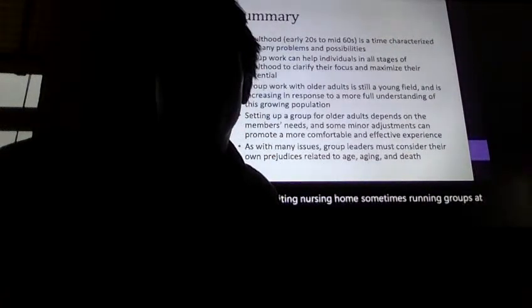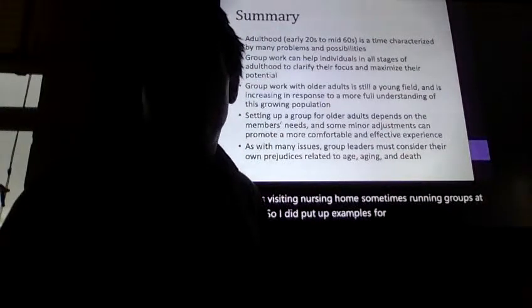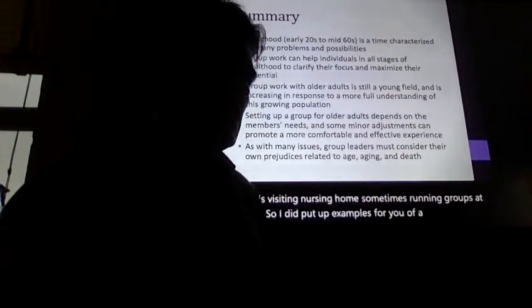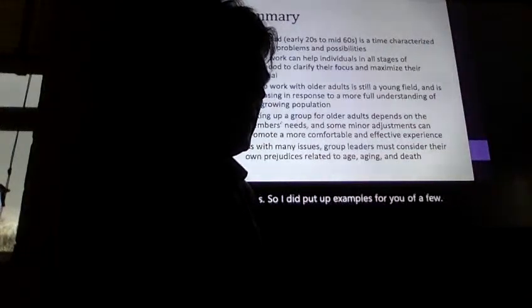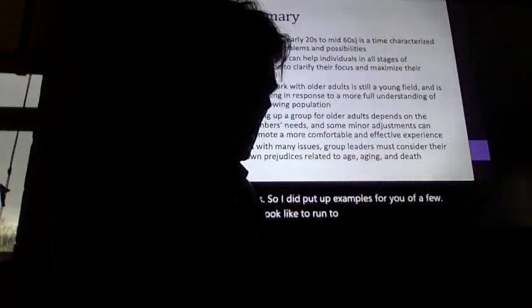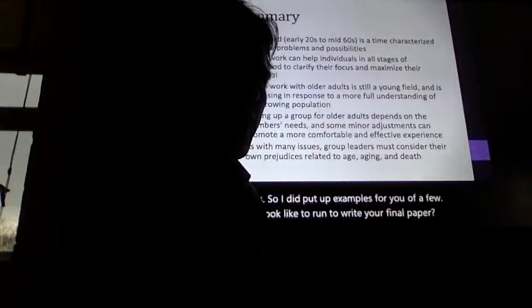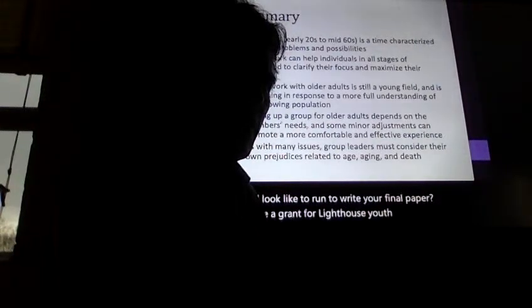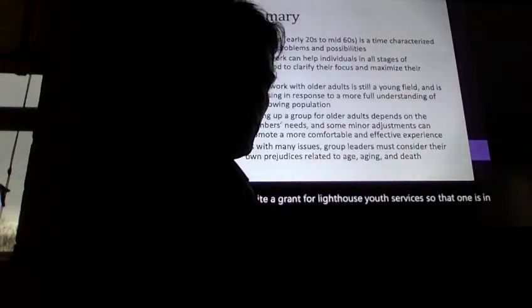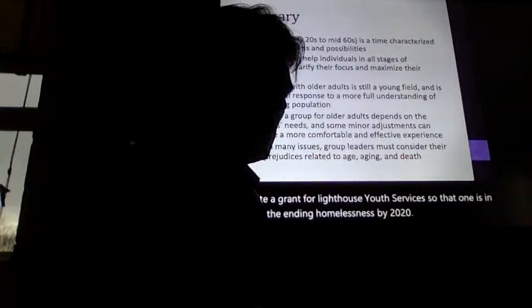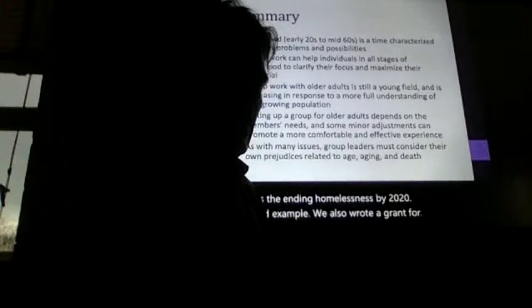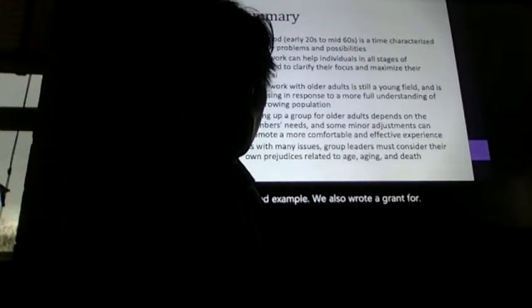So I did put up examples for you of what it would look like to write your final paper. We had to write a grant for Lighthouse Youth Services, so that one is in there. That was the Ending Homelessness by 2020. So that's a good example. We also wrote a grant for the refugee garden that was $100,000 to $200,000 for Lighthouse Youth Services. So that was a good one.